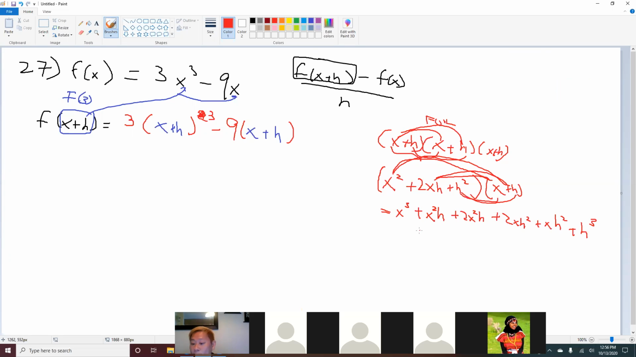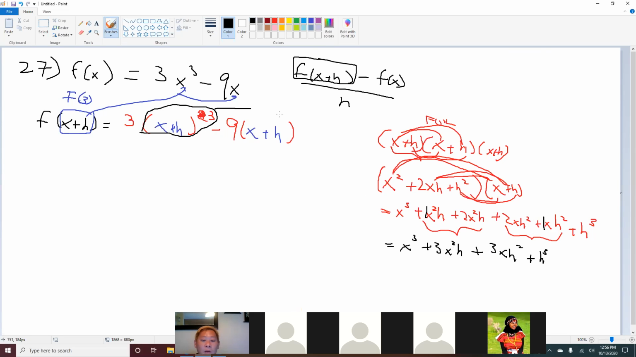And now we have to combine like terms. These 2 terms are like terms, and these 2 terms are like terms. So when you combine them, it becomes x cubed. This is a 1, so 1 plus 2 is 3x squared h. And this is also 1, so 2 plus 1 is also 3, and then h cubed. So this is just a part of it, and don't forget, you still have to do a lot more.